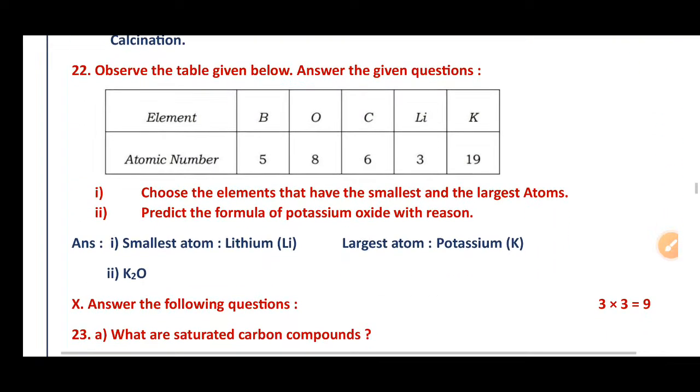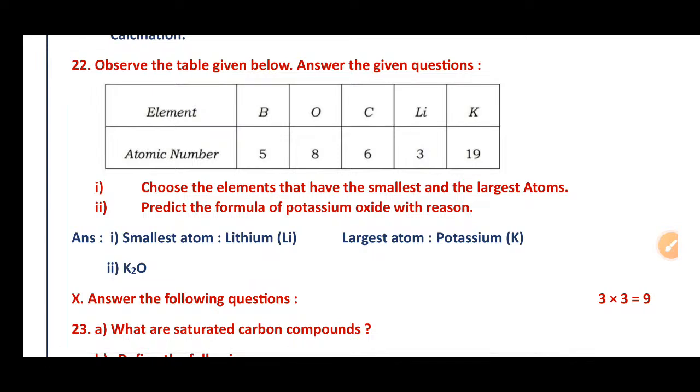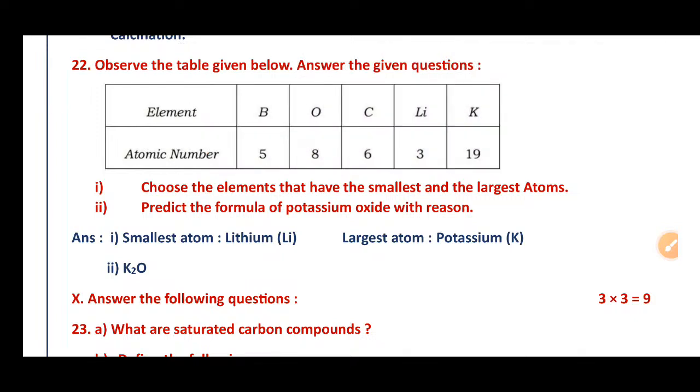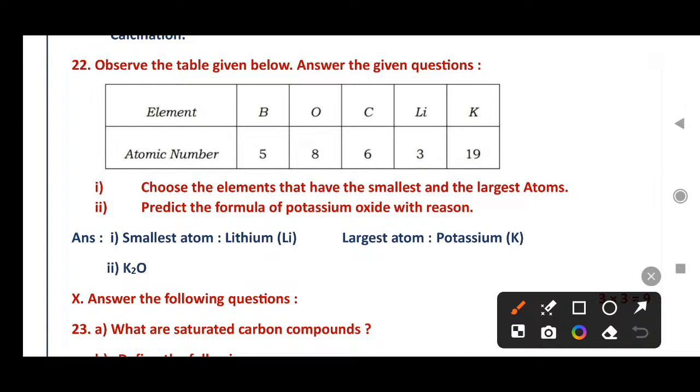Then question number 22. Observe the table given below, answer the given questions. Okay, they gave elements boron, oxygen, carbon, lithium, potassium. Okay, choose the elements that have the smallest and largest atomic size, I think, maybe. Then the smallest atom in this one, smallest compared to this is the applicable question we want to find out.